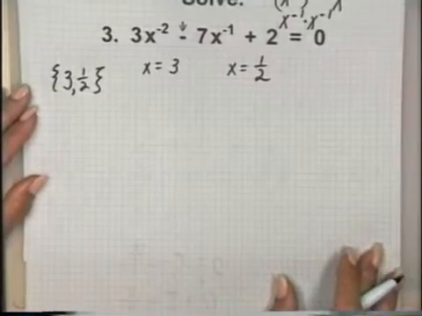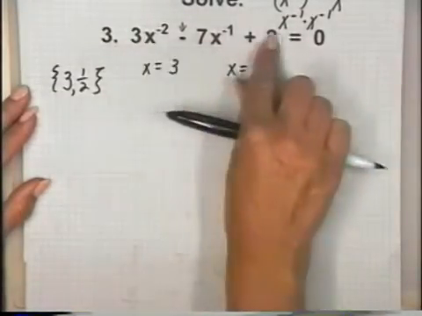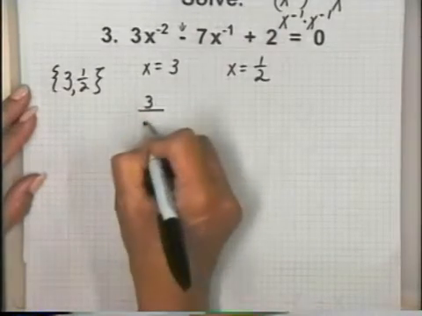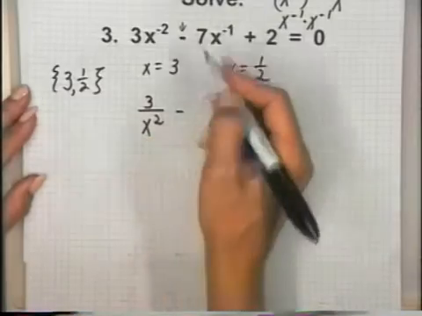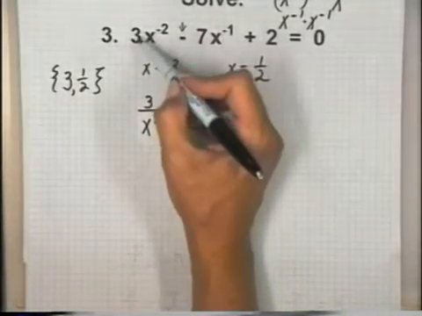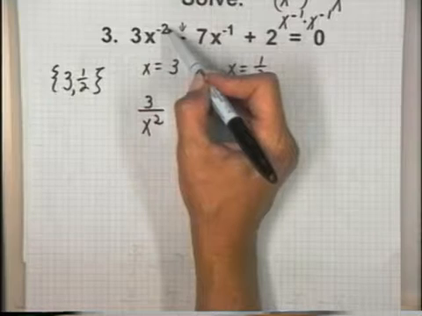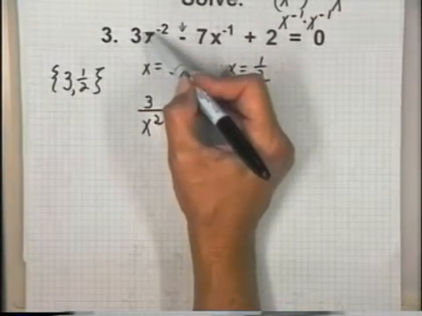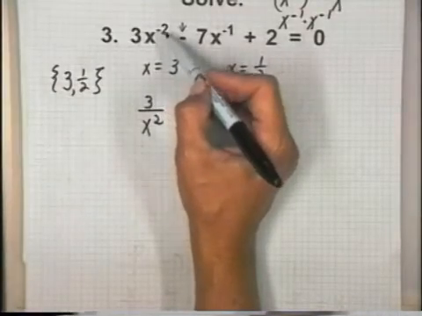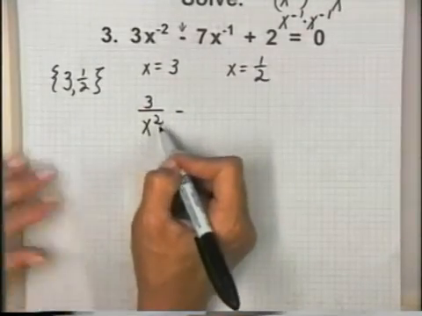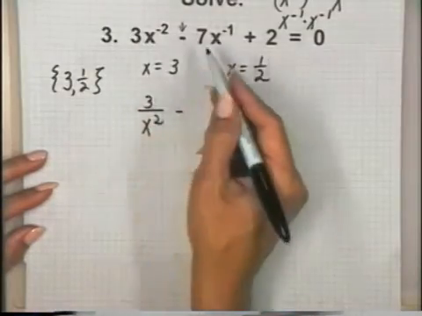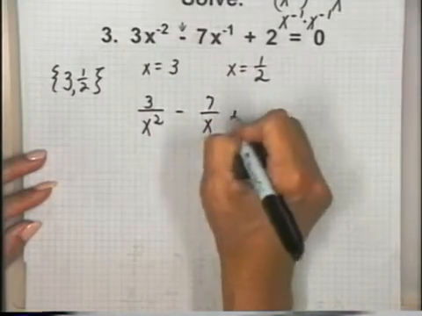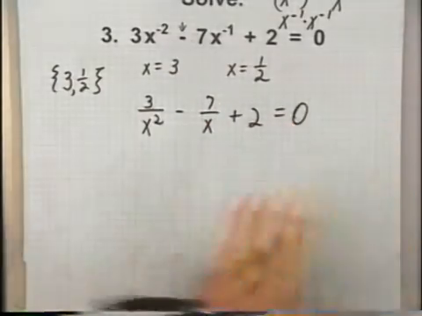I would caution you, though, remember what this really means is 3x to the negative second means 3 over x squared. Remember that I may write it this way because the 3 is a factor and x to the negative second is a factor. And once again, this negative 2 power does not apply to the 3. So the x to the negative second can be rewritten as x squared in the denominator. And of course, the 3 stays in the numerator. For this second term, I'll have 7 over x plus 2 equals 0.